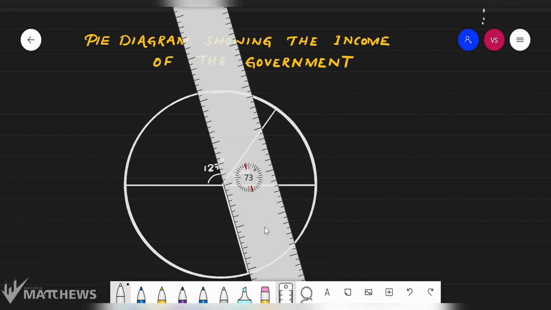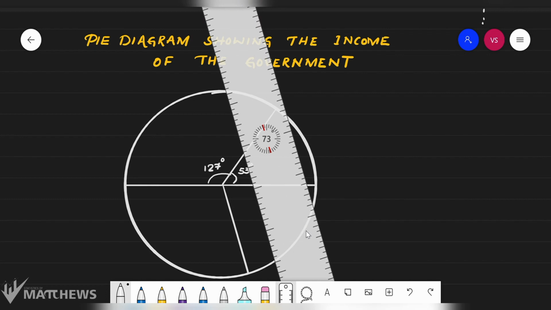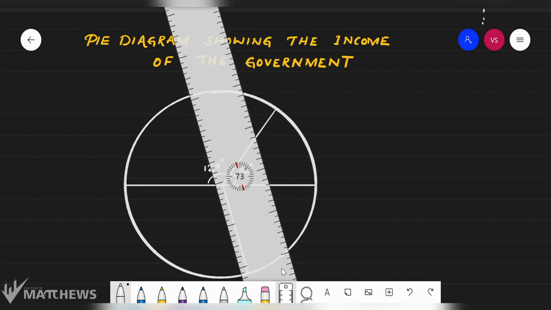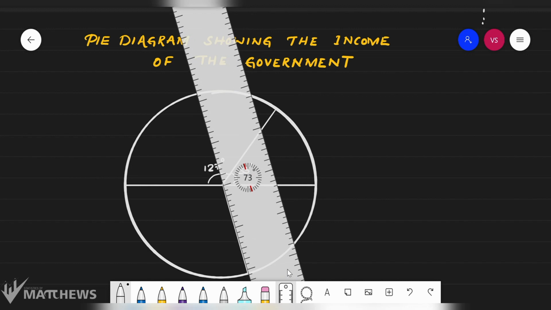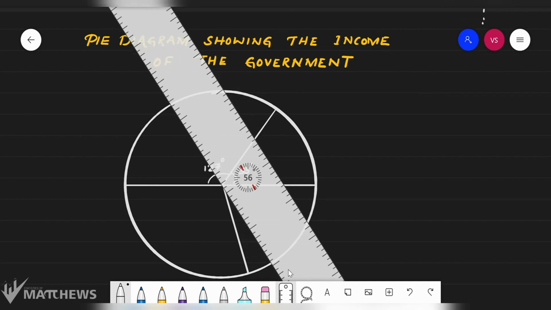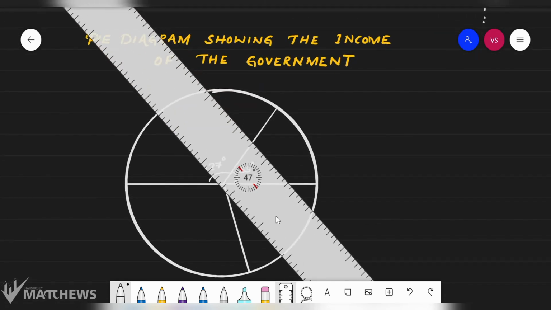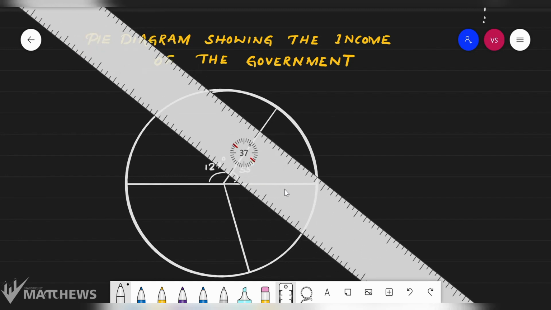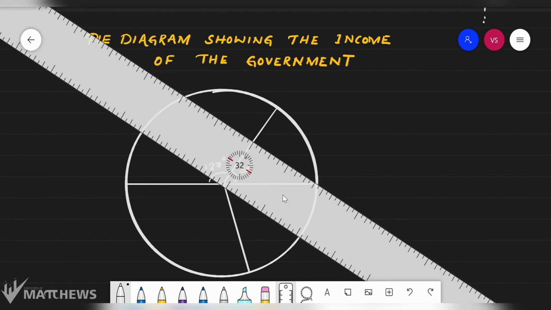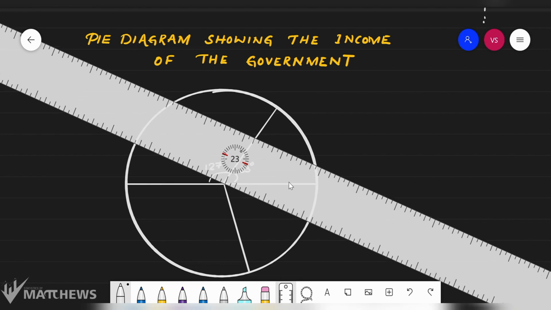Then from here, 50 degrees. From here, 50 degrees. So it will be how much, students? 30. Yes, this is what it is.